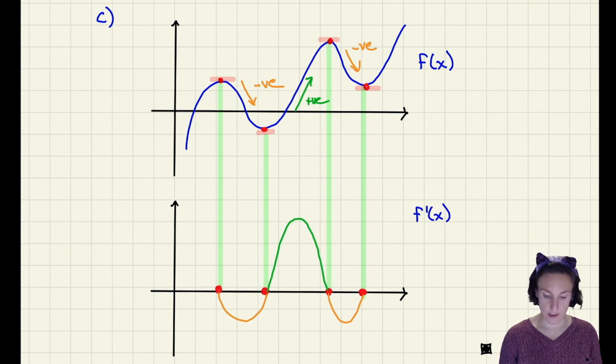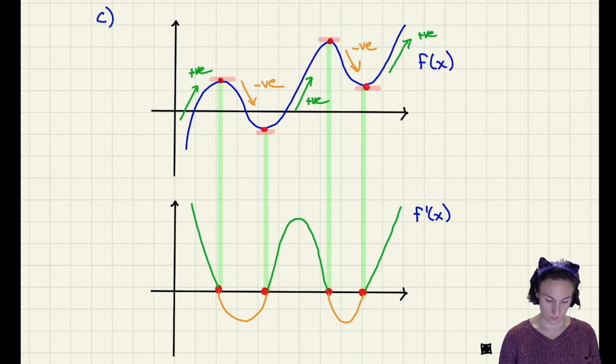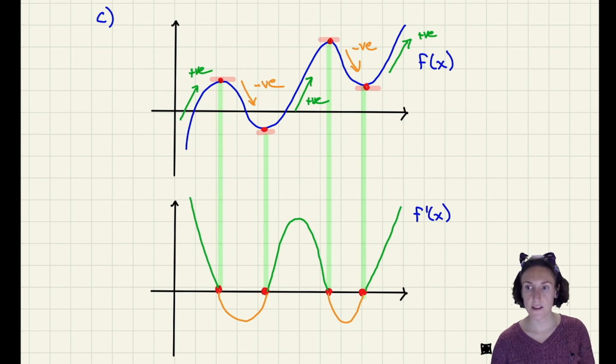After the last red dot, our function is increasing, and our function is also increasing in the beginning. So our derivative function, because it's going upward, has to be somewhere in my positive y region. The only way I can do that and connect to this curve that I already have is if I do something like this. And then that's our f prime.